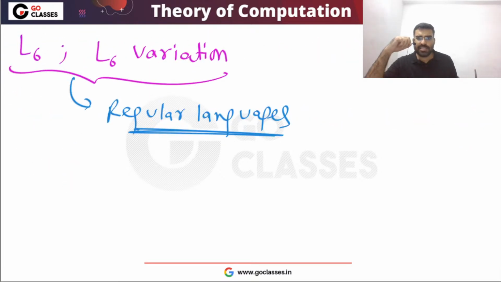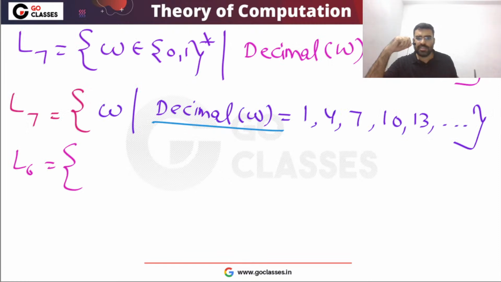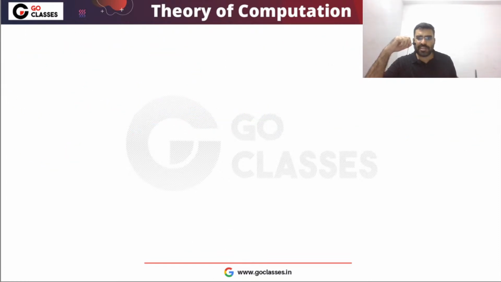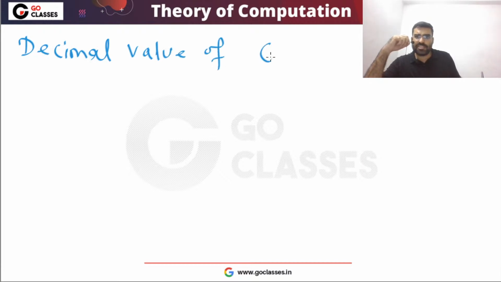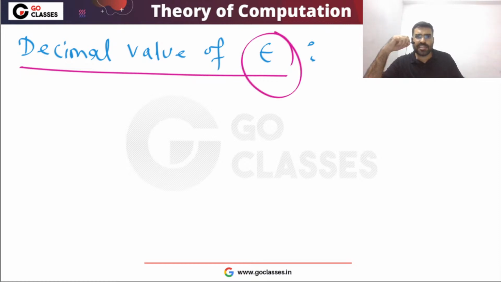In these types of languages, what is the decimal value of the empty string? Can anyone tell me? It should be given, yes or no? It is nonsense, because this is the empty string. There is no symbol here. We don't have any symbol.